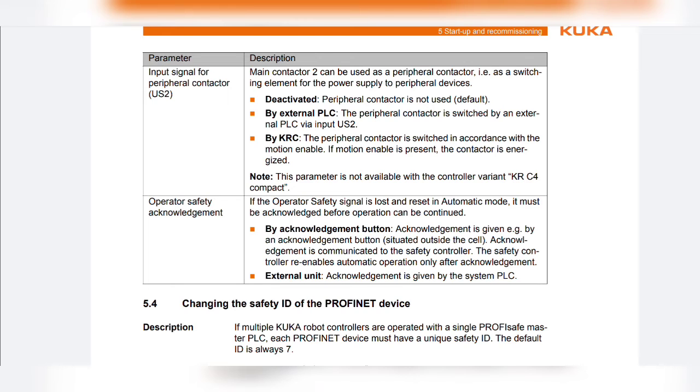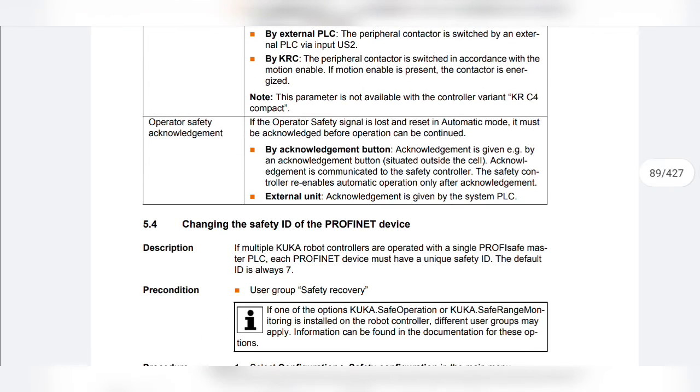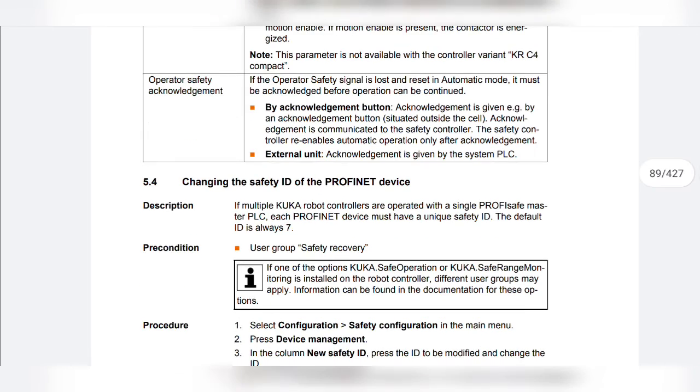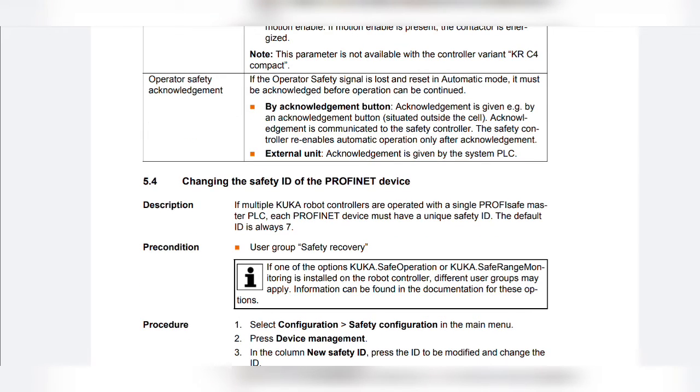Operator safety. If the operator safety signal is lost and reset in automatic mode, it must be acknowledged before operation can be continued. By acknowledgement button: acknowledgement is given, for example, by an acknowledgement button situated outside the cell. Acknowledgement is communicated to the safety controller. The safety controller re-enables automatic operation only after acknowledgement. External unit: acknowledgement is given by the system PLC.